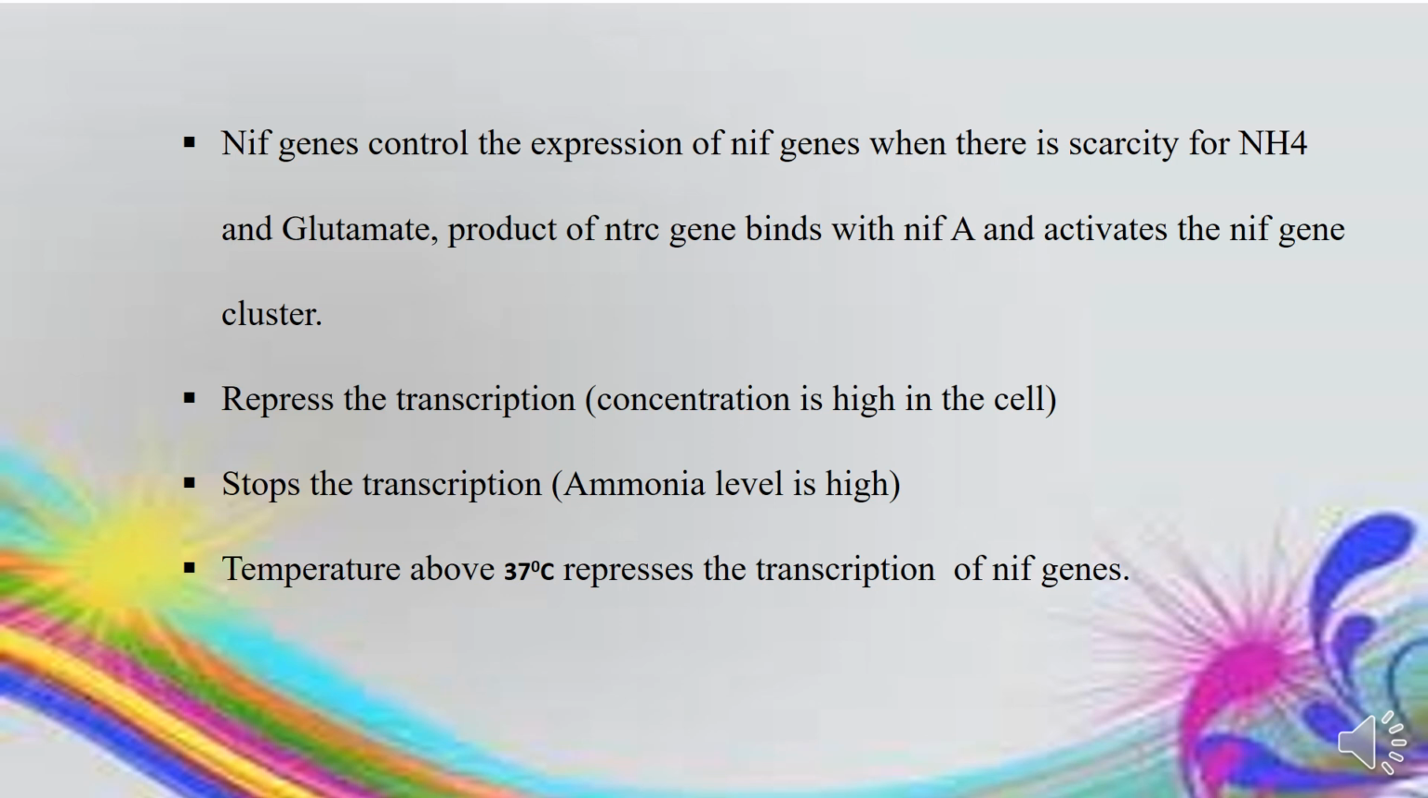NIF genes control their expression when there is scarcity of ammonium and glutamate. That is, at a low amount of ammonium and glutamate, the product of NTRC, that is nitrogen regulated C gene, binds with NIF-A and activates the NIF gene cluster. And if their concentration is high in the cell, the product of the NTRB gene binds with the product of NTRC or NIF-A and represses the transcription.